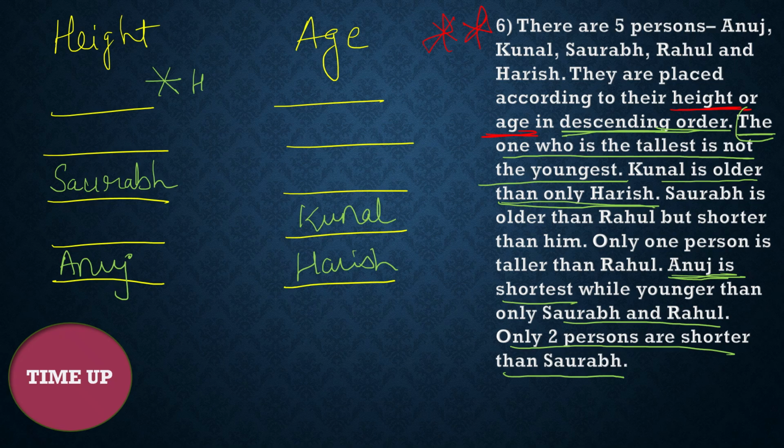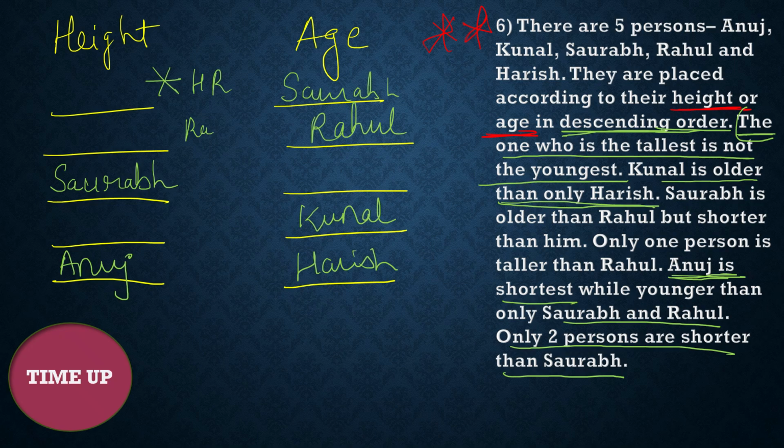Next they have given, Saurav is older than Rahul, but shorter than him. Saurav is older than Rahul, but in terms of height, he is shorter than him. Who? Saurav is shorter than Rahul. Okay. So either Rahul can be placed here or Rahul can come here. We will see that.